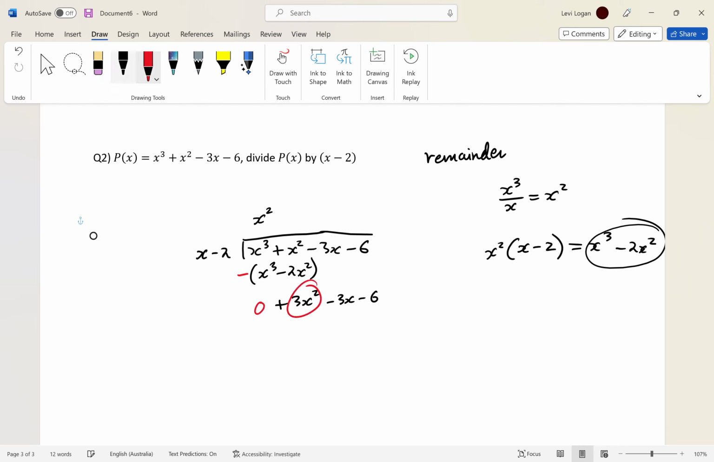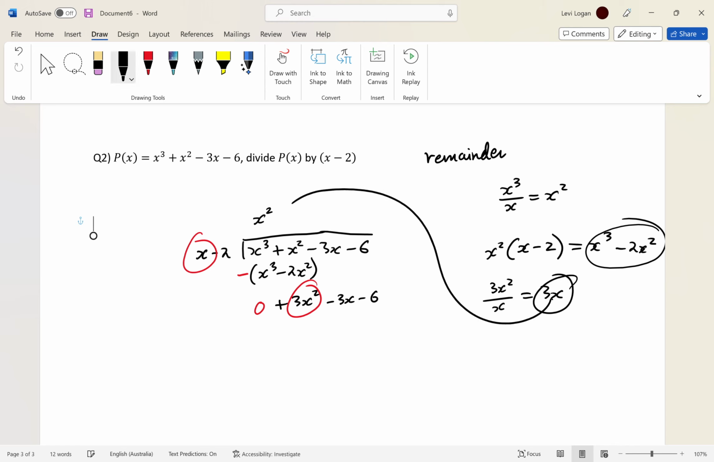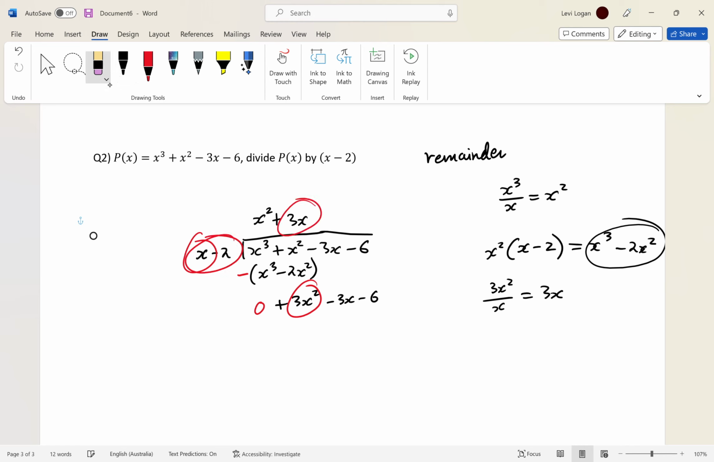So we're going to have whatever we have here, divide by this. So we're going to have 3x squared divided by x is going to be 3x. We're going to place whatever we have here, up here. So we're going to have plus 3x. And then whatever we have here, we're going to multiply by this whole thing here. So you're going to have 3x multiplied by x minus 2 is equal to 3x squared minus 6x.